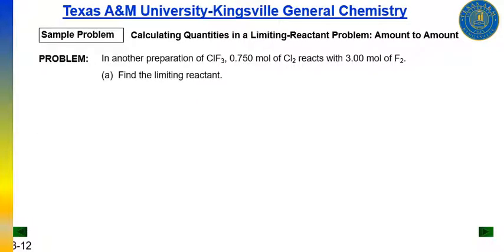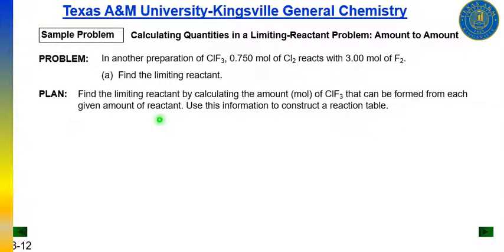Let's try a calculation. Sample problem. Calculating the quantities in limiting reactant problem. Moles to moles. Problem. In a preparation of ClF3, chlorine trifluoride, you use 0.75 moles of chlorine to react with 3 moles of fluorine. I want to know what is the limiting reactant. Possibly you can calculate what's the product yield.